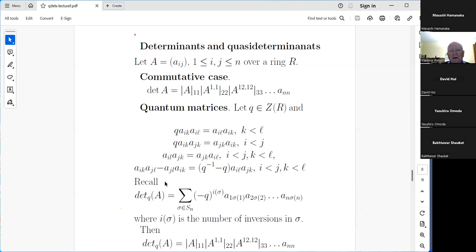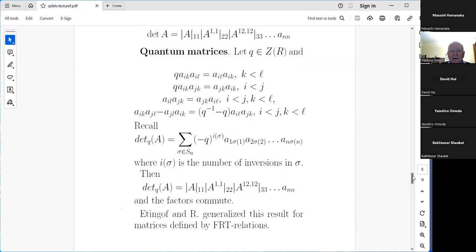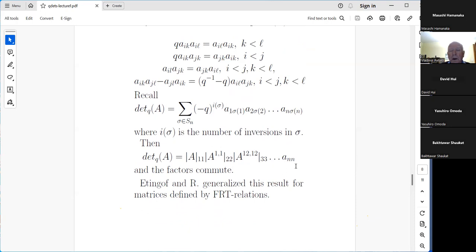Now let's try to do the same trick as we did in the commutative case. And surprisingly, we have the definition of the quantum determinant of A defined in this way. What's important is that the product is exactly like in the commutative case, and as in the commutative case, the factors commute. Great. And then Etingof and I generalized these results for more general matrices, which are defined by Faddeev, Reshetikhin, and Takhtajan relations, but I don't need this for this talk.